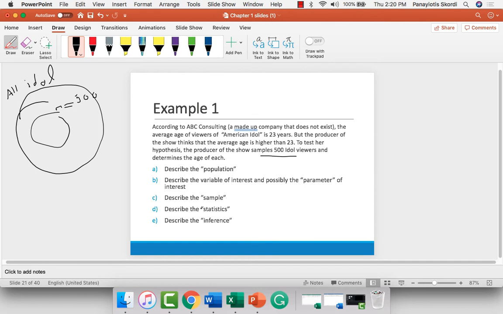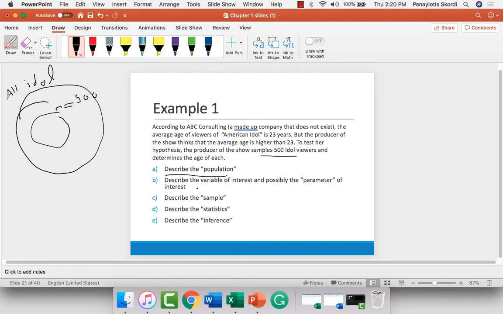Okay, then they could ask us a few questions. Describe the population. Well, what is the population? The population is all American Idol viewers. There you go, that's the whole population. Describe the variable of interest and possibly the parameter of interest.